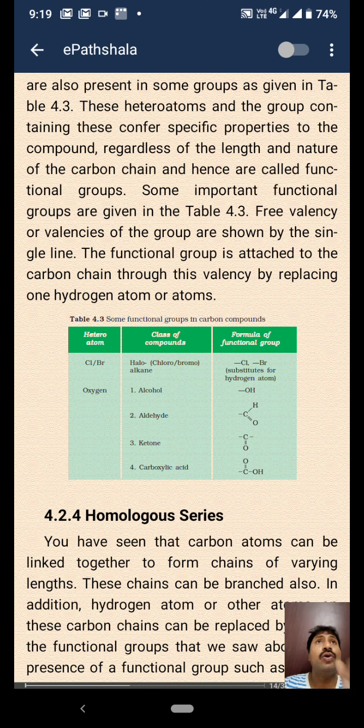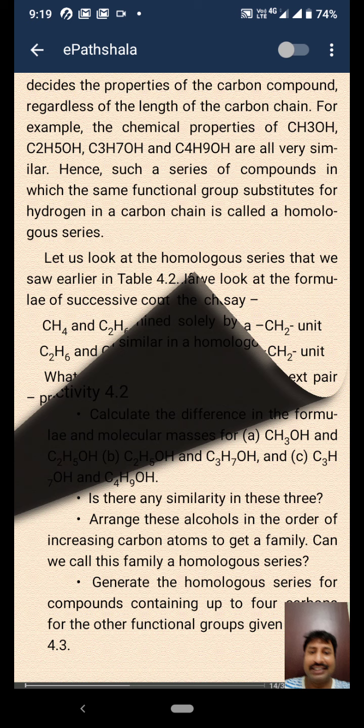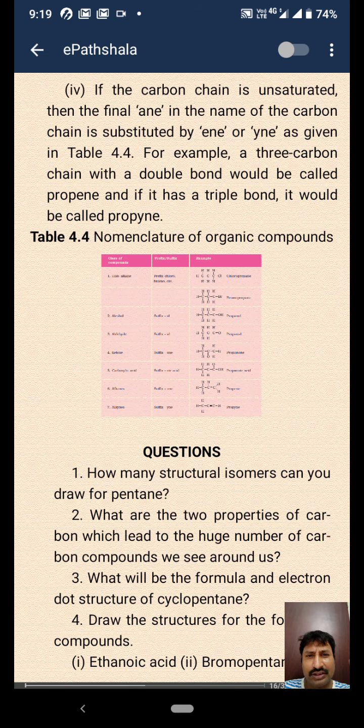What is a homologous series? A series obeying a general formula with the same functional group is called a homologous series. This is a very important question asked in the examination. Be careful on this.